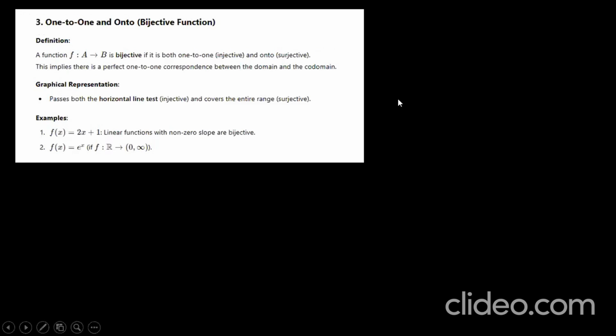Next, okay, got it. Onto function or surjective or surjection. Next, one to one and onto both. If both happen, then that function can be called a bijection. So bijection is a one to one and onto function. I want to define the bijection: a function f maps A into B is bijective if it is both one-to-one and onto. This implies that there is a perfect one-to-one correspondence between domain and codomain. Am I right? Otherwise, it may not be.